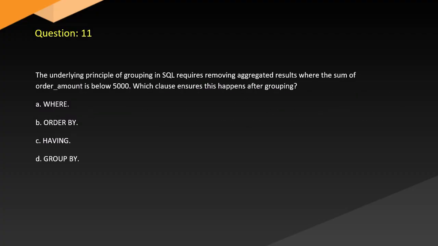Question 11. The underlying principle of grouping in SQL requires removing aggregated results where the sum of order amount is below 5000. Which clause ensures this happens after grouping? A. Where. B. Order by. C. Having. D. Group by.